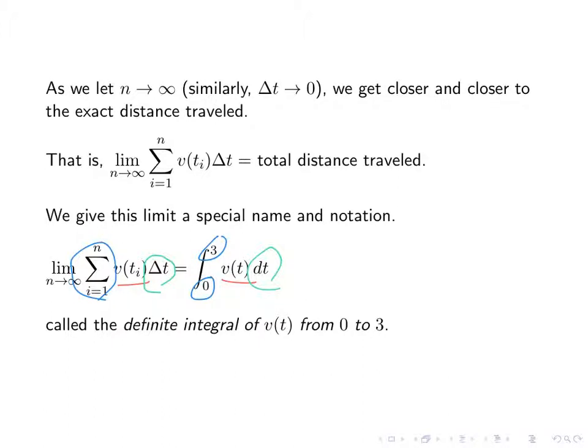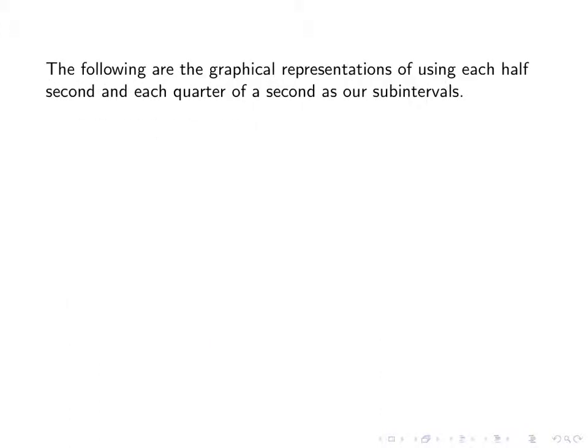So if you remember, we were looking at the distance traveled from t equals 0 to t equals 3. So that's where this notation comes from. It comes directly from the limit of the sums. So next we're going to see what this looks like graphically. We showed the first example where each subinterval was 1 second. So the following are representations using every half second and every quarter second.